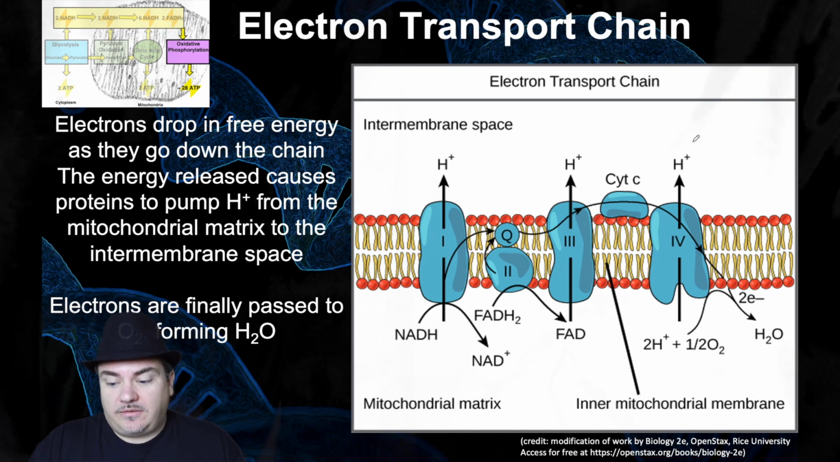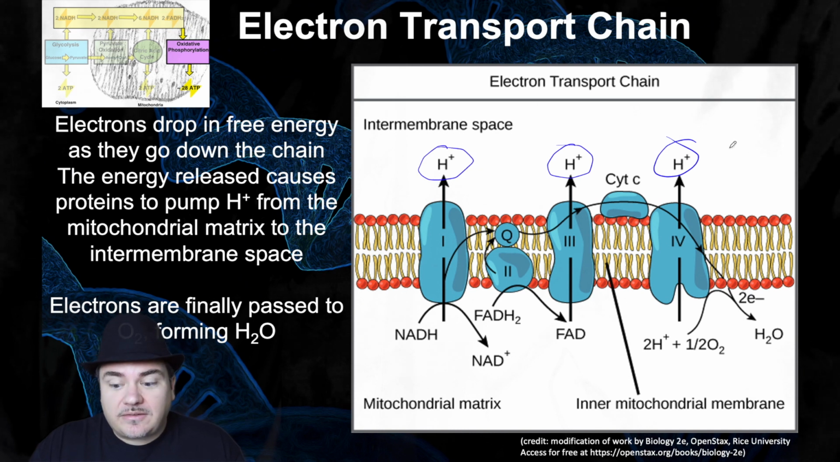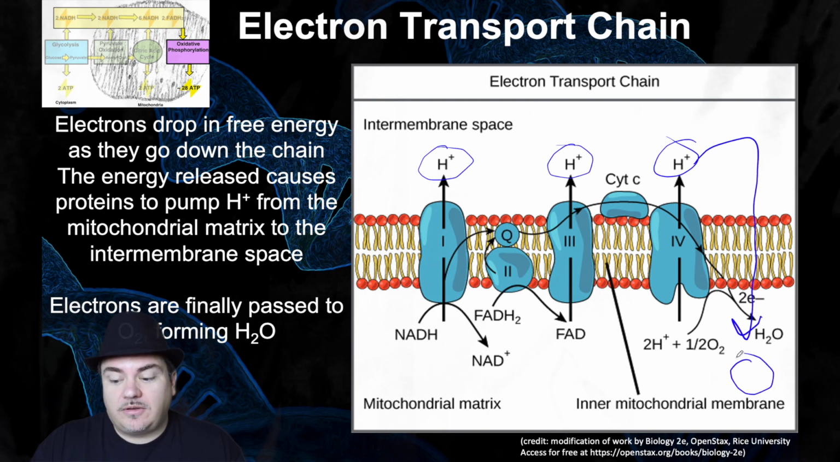Now, these hydrogen ions that you pumped from the matrix to the intermembrane space, they don't like that. Remember, due to their electrochemical gradient, they want to go back from here to here into the matrix where there's a low concentration.